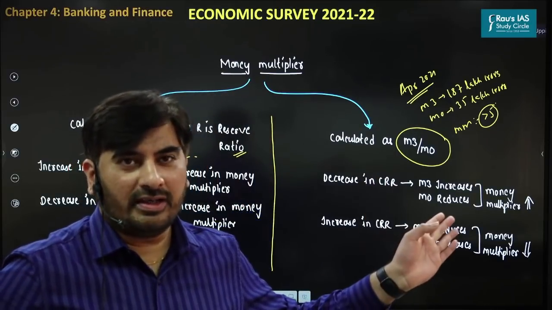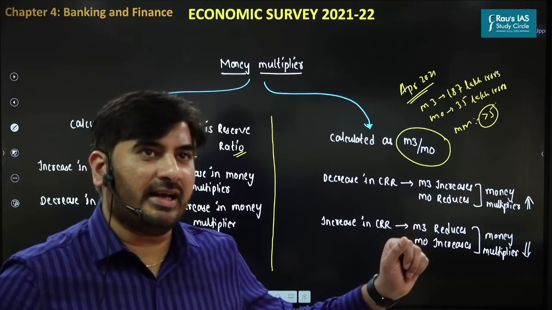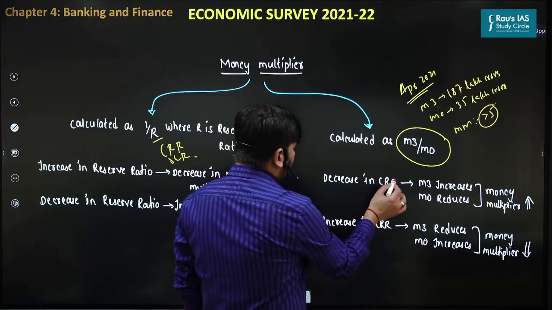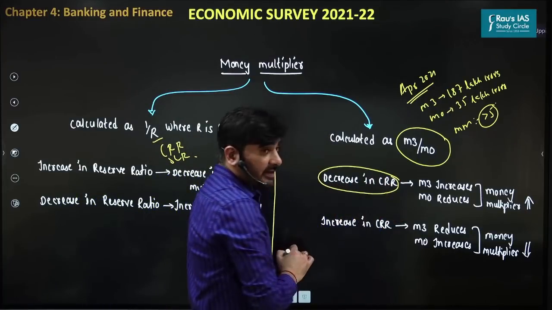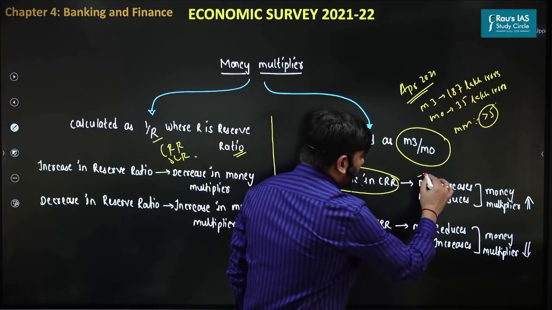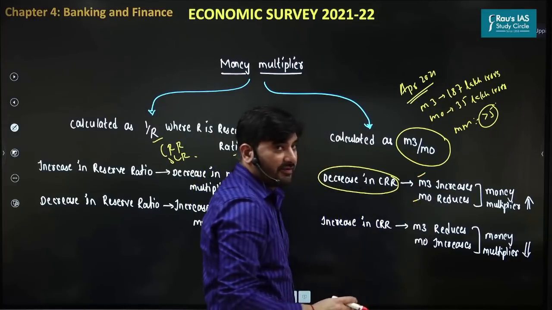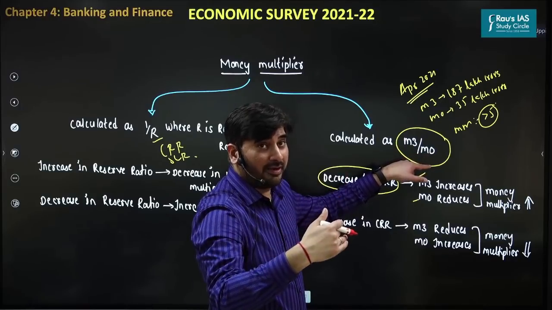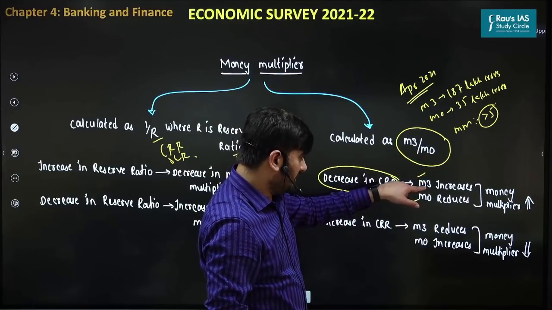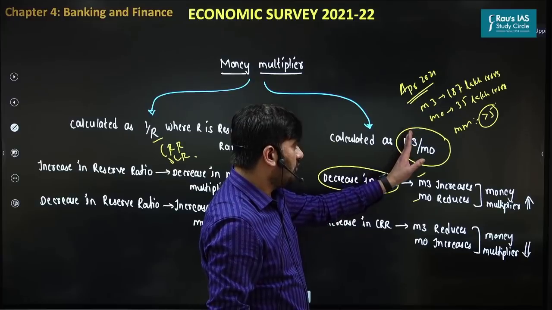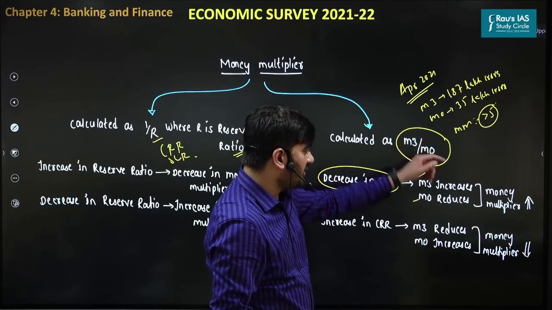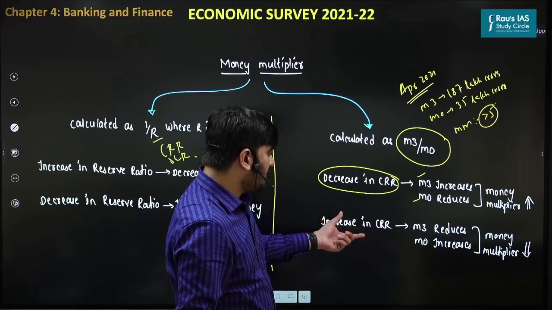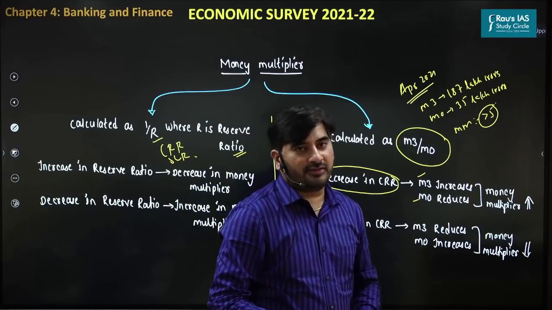If you want to understand the impact of the CRR on the money multiplier, you can see here, when the CRR rate is reduced, we have discussed that the broad money will increase and reserve money will reduce. Look at this. Reserve money, that is M0, is in the denominator, whereas M3, that is broad money, is in the numerator. So the numerator increases and the denominator reduces, so money multiplier will increase. Similarly, if there is an increase in CRR, money multiplier will reduce.